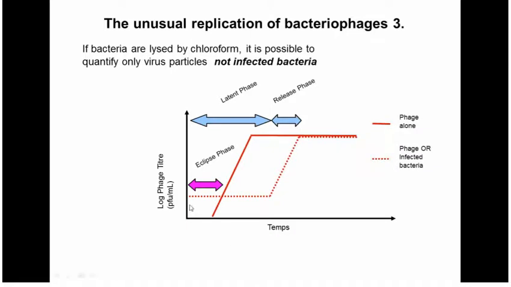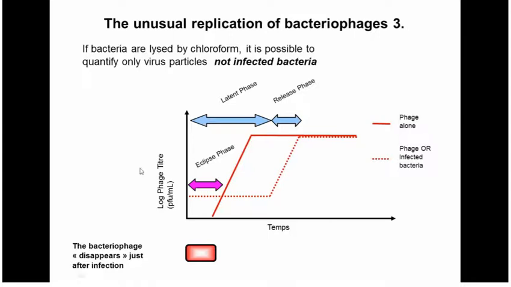So if you do that, then you get this kind of result. Okay, so the dotted line is what we had before, and the solid line is if you perform the experiment by lysing the bacteria with chloroform, and then you count only the infectious phage. And the big surprise here is that at early time points after infection, you've got nothing. You don't detect any phage inside the infected bacteria. So this is called the eclipse phase. And what that means is that just after the infection, there's no bacteriophage present. You've got an infected cell, but it doesn't contain any infectious phage on the inside.